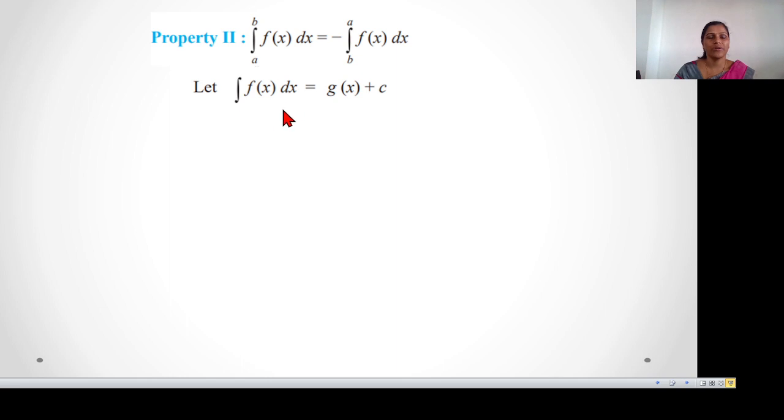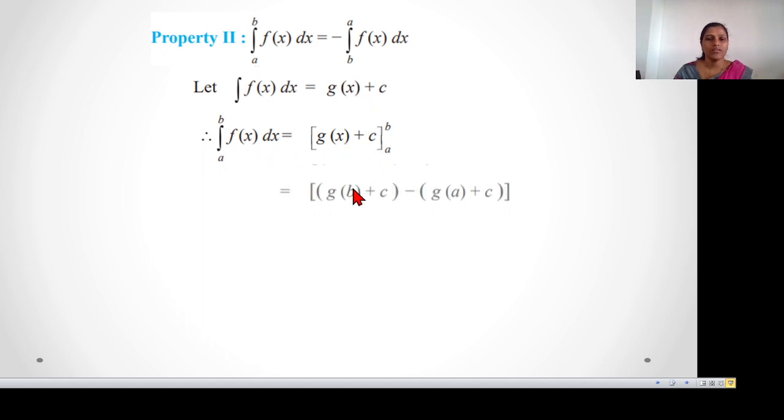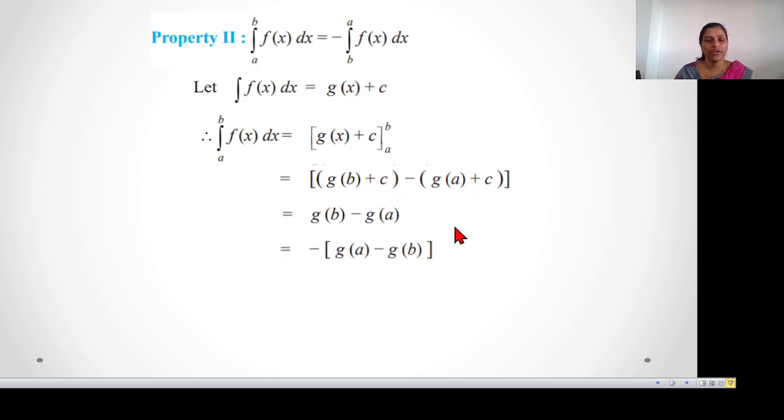So let us prove this property. Let the integral of f of x dx be equal to g of x plus c. Then if this integration has the answer g of x plus c, we apply the limits a to b to this term, and then we get this term as the answer. First is the upper limit value minus the lower limit value. So after calculation, plus c minus c gets cancelled and the remaining terms are g of b minus g of a. So from this step, we will take the minus sign outside.